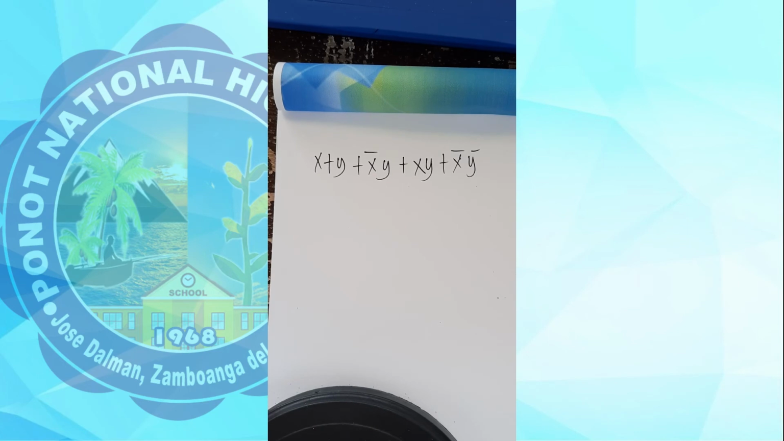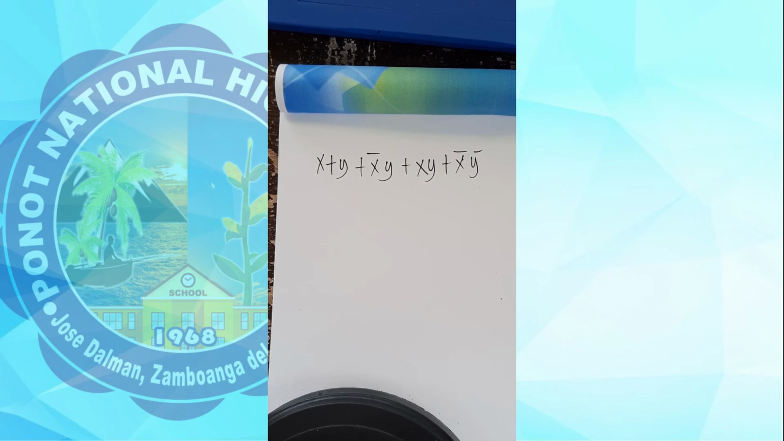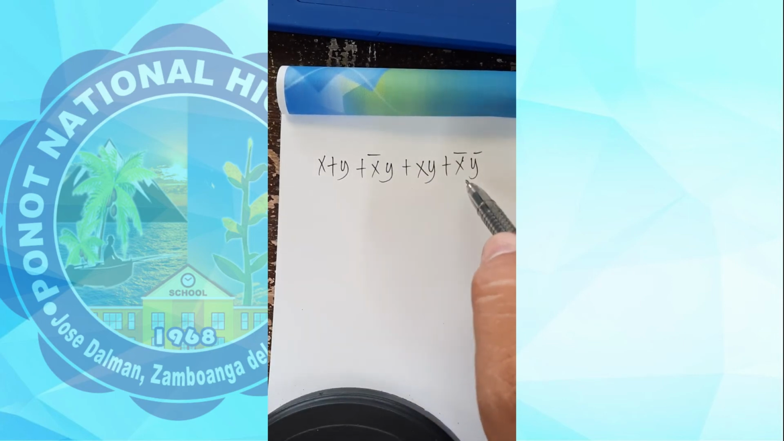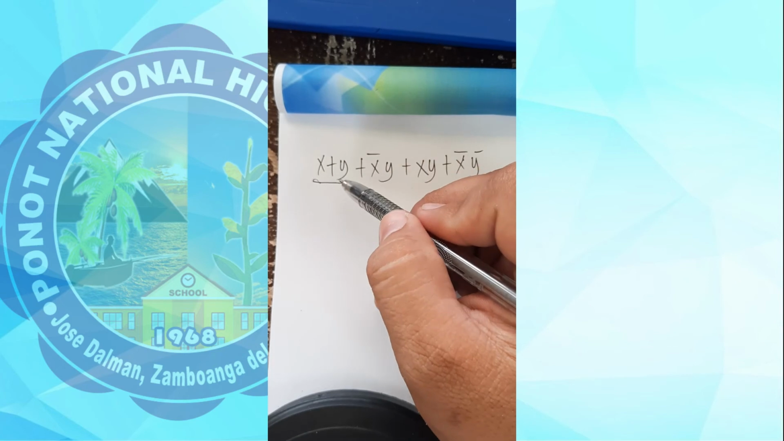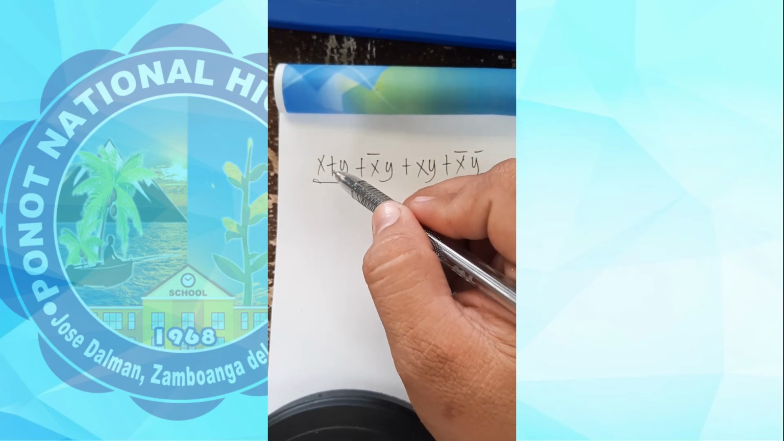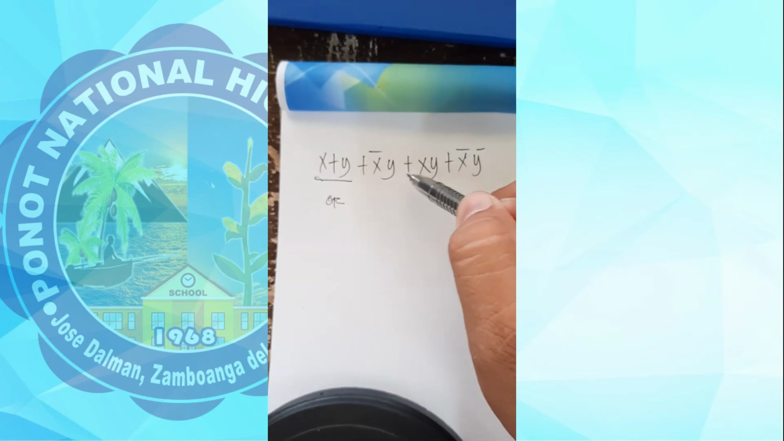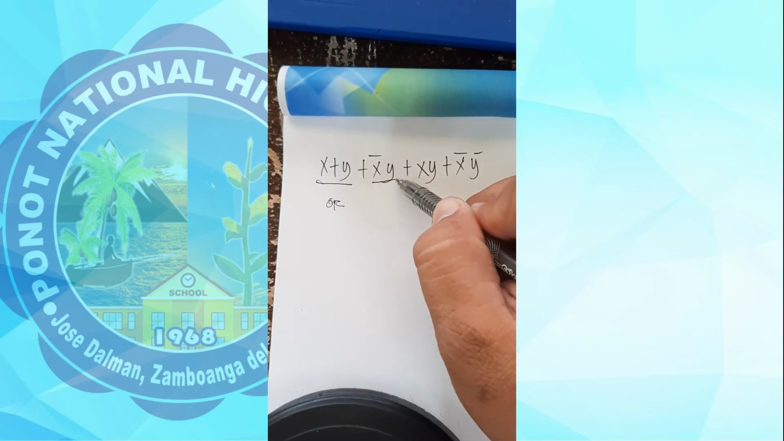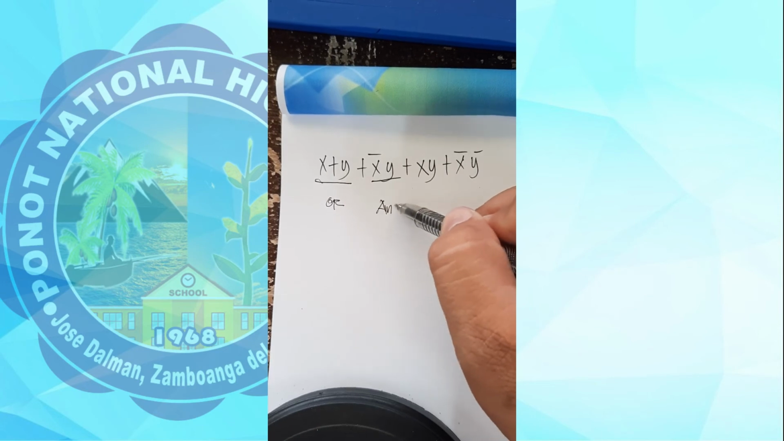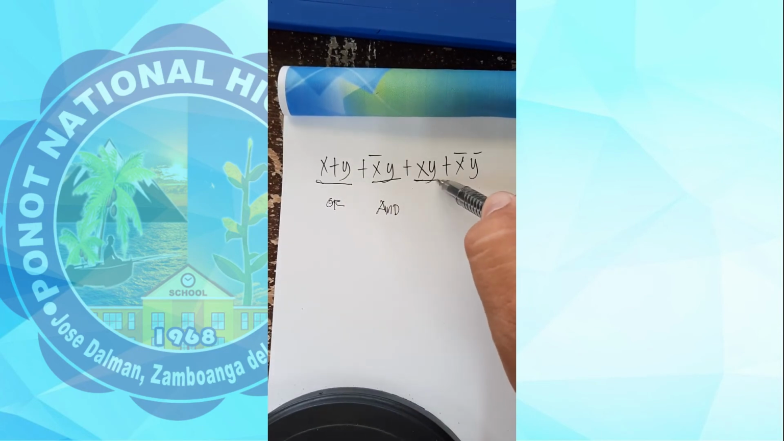Okay, let us try to simplify this expression: x plus y plus x bar y plus xy plus x bar y bar. Kung ito kasi ang gagamitin natin, kung idiretso natin ito, alam naman natin recently that pag gumamit tayo ng plus sign, that is Xor Gate. Pag gumamit tayo ng multiplication, that is AND Gate.